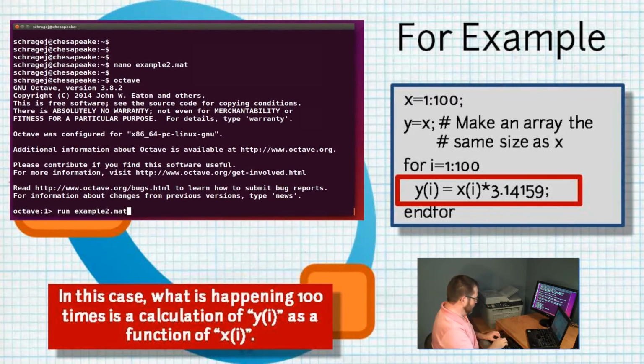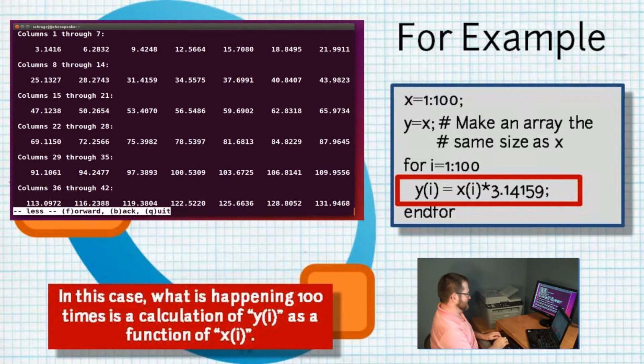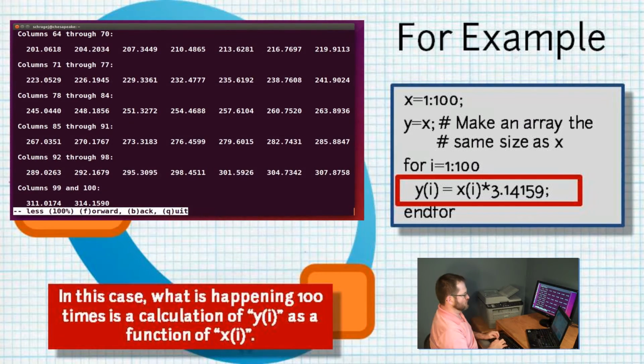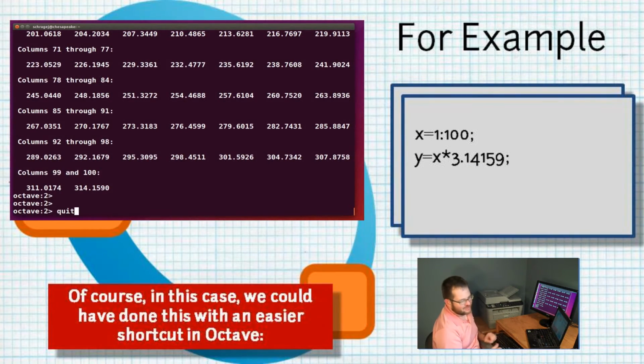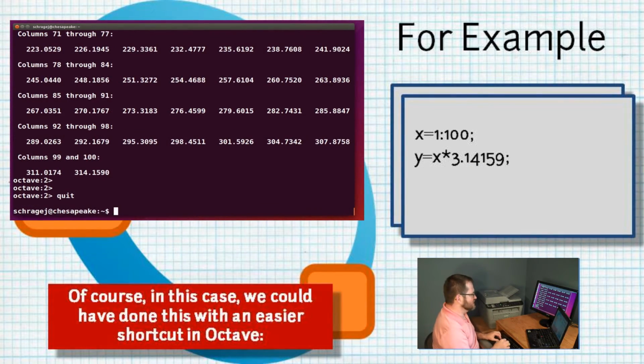Okay, so if we go back into Octave now and we say run example2.mat, look at this, we are just getting the values of y, where they are the values of x times pi. Now I understand. Okay, cool. It's always important to learn these things. Now, the reality is in Octave we could have done the same calculation much more easily, because you don't actually need to do these calculations one element of an array at a time. We could have just taken the matrix x and multiplied it by the constant pi, and it would have worked just fine. That's one of the brilliant things about MATLAB.